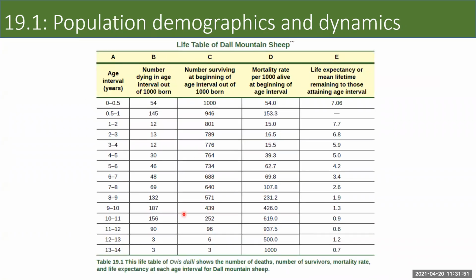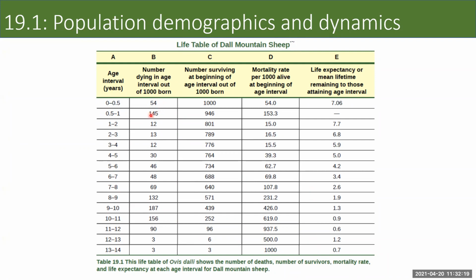So for example, here we have a life history table of Dall mountain sheep. Here you have age, and this is in years. So you have basically from newborn to half a year to 1 year, 1 to 2, 2 to 3, 3 to 4, etc. And then you have the number dying in each age interval out of every 1,000 that's born.